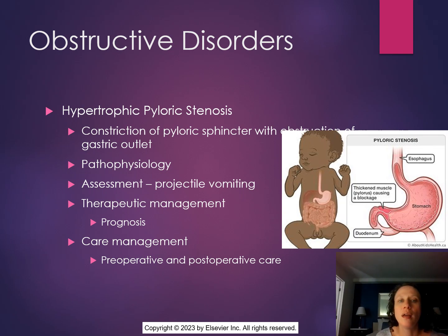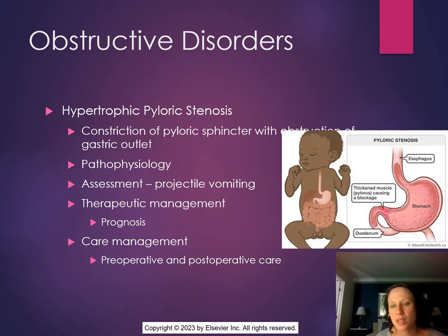With pyloric stenosis, you can see right here, we have a thickened pylorus muscle causing a blockage down in the bottom of our stomach. And what do you end up seeing? You see projectile vomiting. Projectile vomiting is one of the things that you can see. Significant vomiting in general, but when it's projectile, it's always a concern.